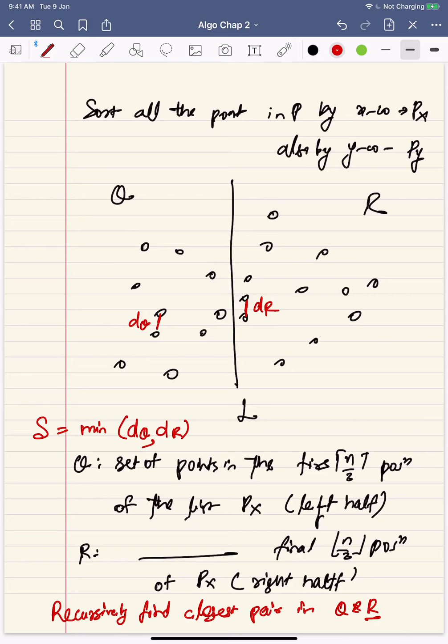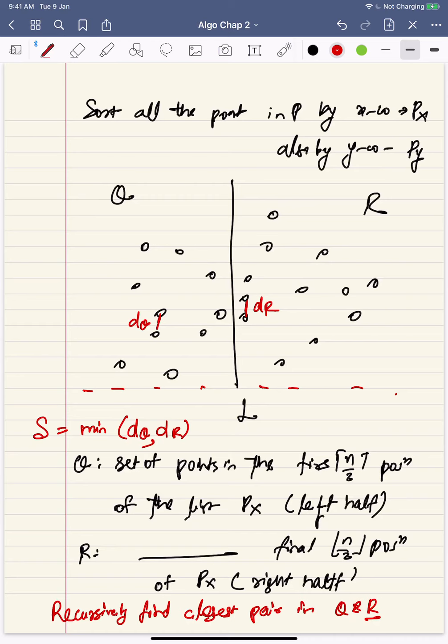Now I have to find out, when I combine this solution, what is the overall minimum distance. I know on the left hand side dq is the minimum distance, on the right hand side dr is the minimum distance, but overall what is the minimum distance? So how do you combine the solution of these two problems to achieve the solution for the larger problem of size n?